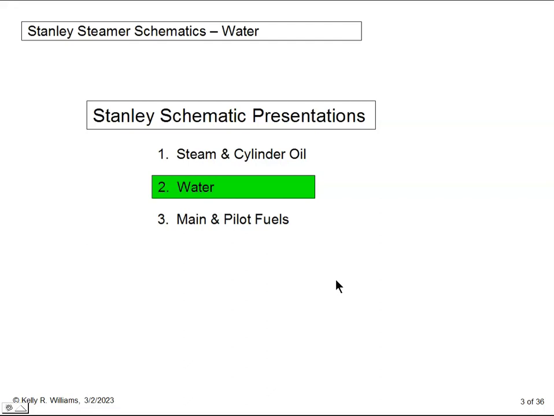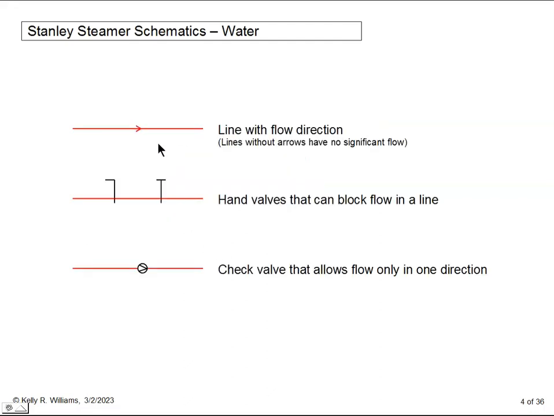In this presentation, we'll be looking at the movement of water. First, let's take a look at some of the symbols I use, because these are not industry-standard pipefitter symbols for these functions. A red line represents a tube or a pipe, and if there's significant movement of the fluid inside of it, an arrow will show the direction of the flow. These are hand valves. The black line crossing the fluid line shows that they can block the flow at that point. And this is a check valve, which allows fluid to flow only in one direction. In this example, fluid can move from left to right, but it can't move from right to left.